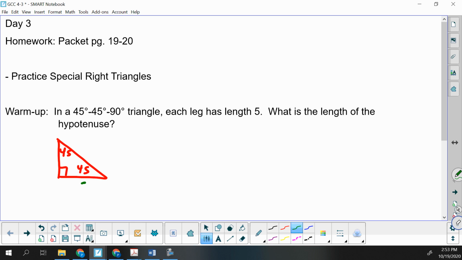So they said each leg is 5. Well, this is just our D on this side. This is normally D square root of 2, so the hypotenuse should just be 5 square root of 2.